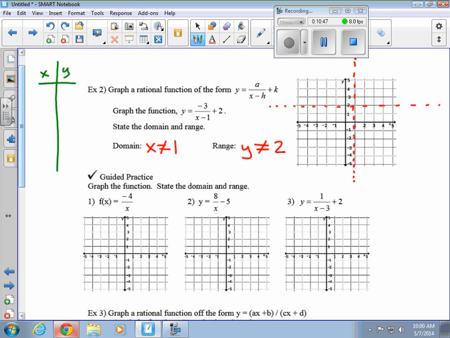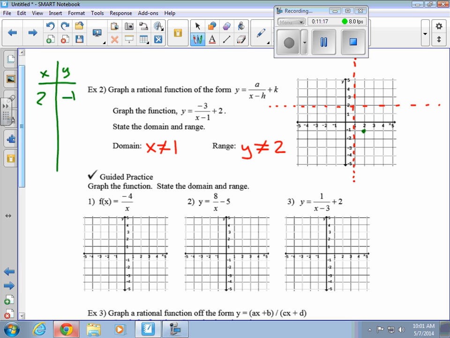What do I want to put in? 2. All right, let's put in 2. What's 2 minus 1? 1, negative 3 over 1, plus 2 is negative 1, right? Wait, what did we put in? We put in 2, sorry. We can't put in 1. So we put in 2, negative 1. So it's 2, negative 1.